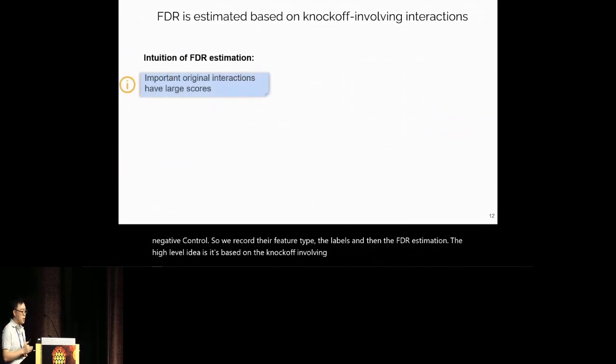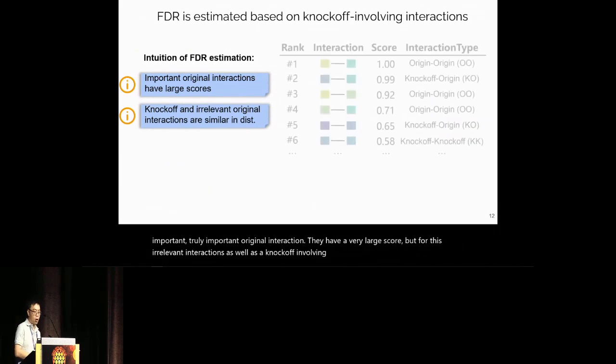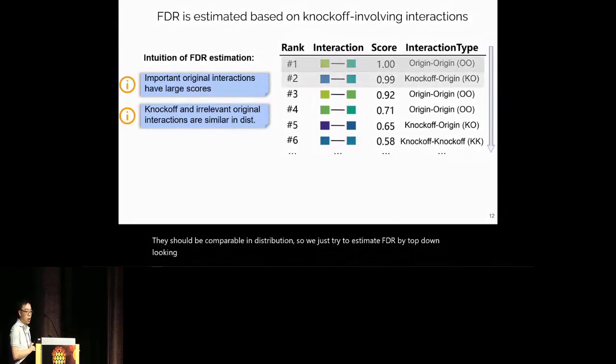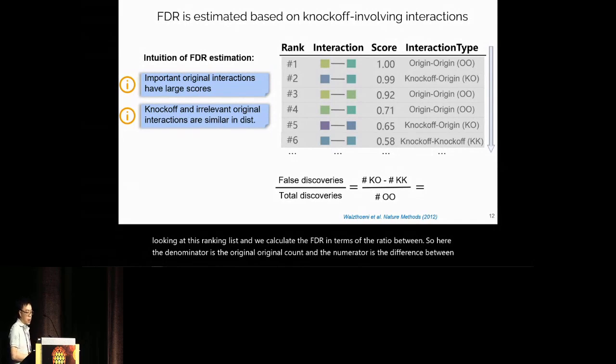And then the FDR estimation, the high-level idea is it's based on the knockoff involving interactions. The truly important original interactions have a very large score. But for the irrelevant interactions, as well as the knockoff involving interactions, they should be comparable in distribution. So we estimate FDR top-down, looking at this ranking list, and we calculate the FDR as a ratio: the denominator is the original count, and the numerator is the difference between knockoff original pairs and the knockoff pairs.